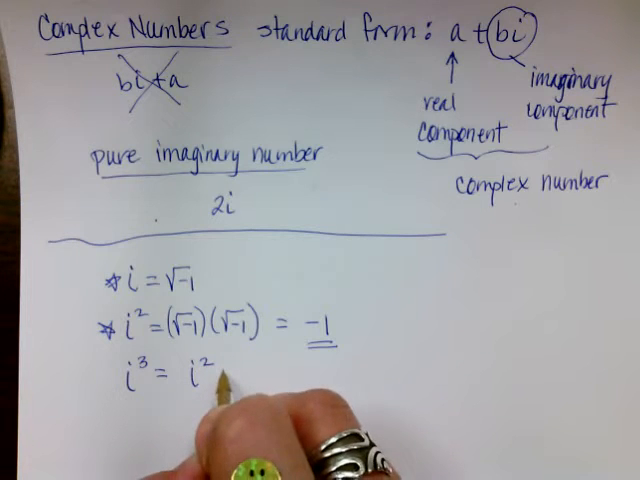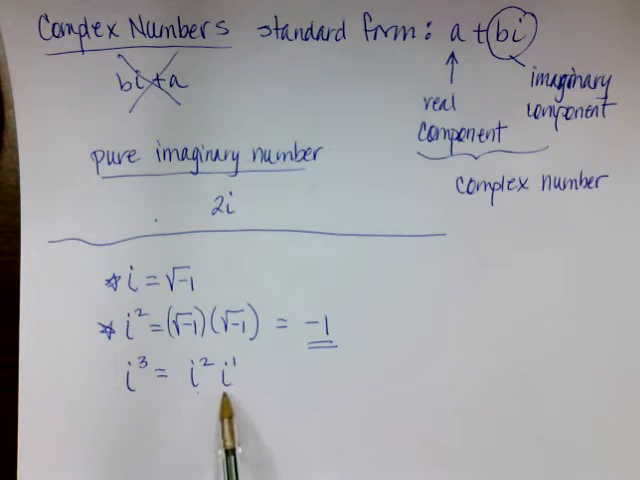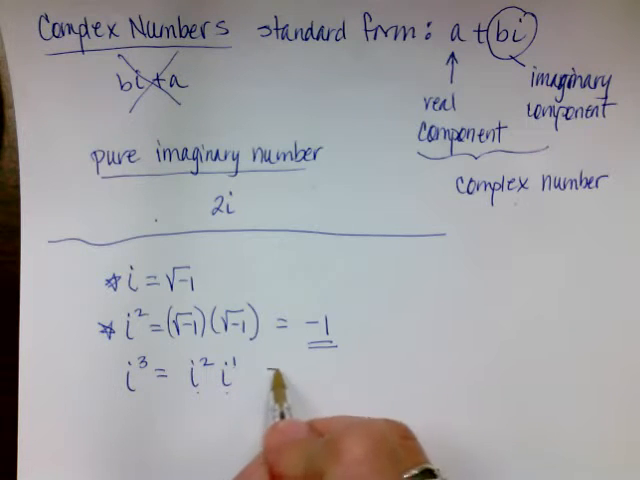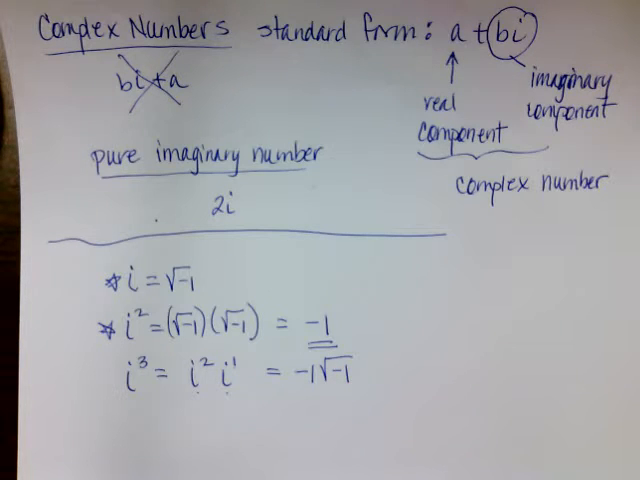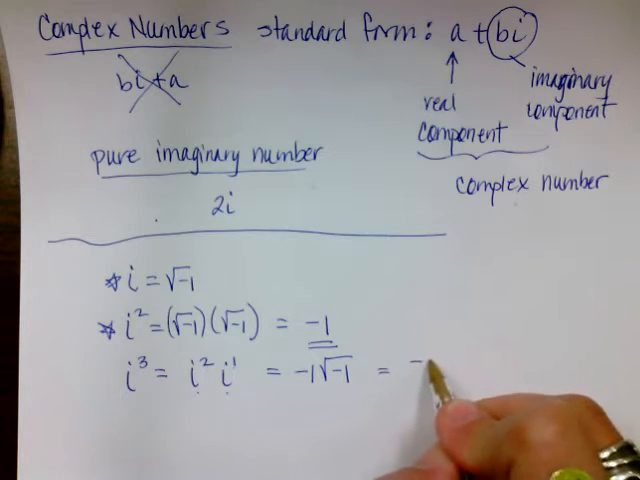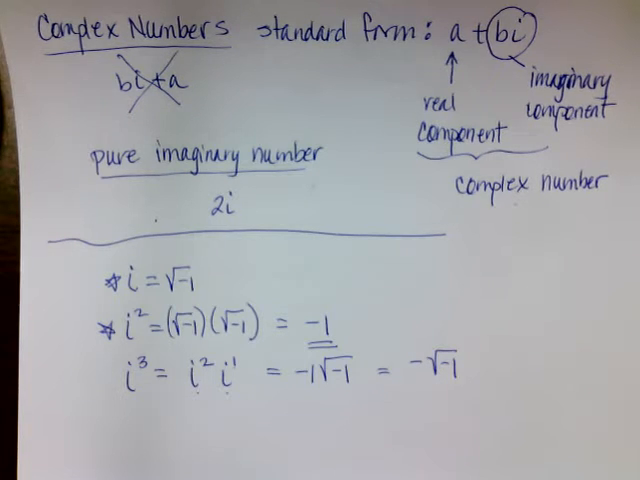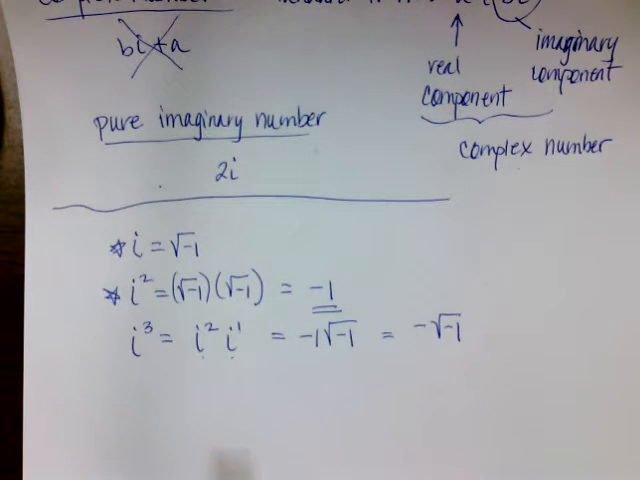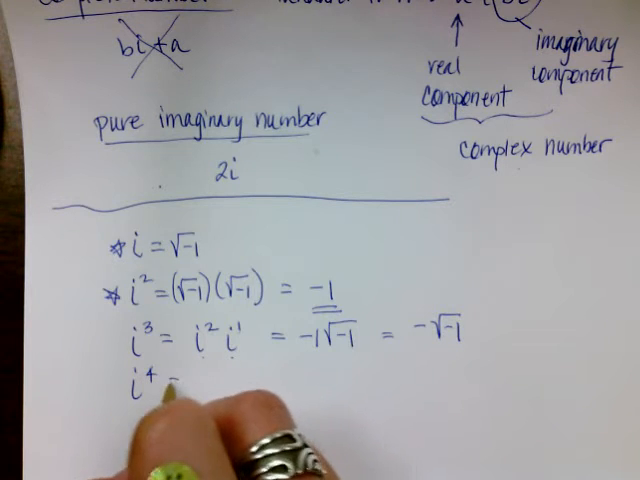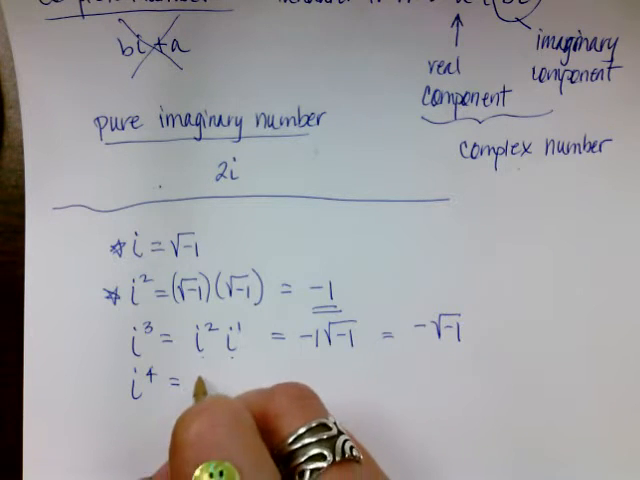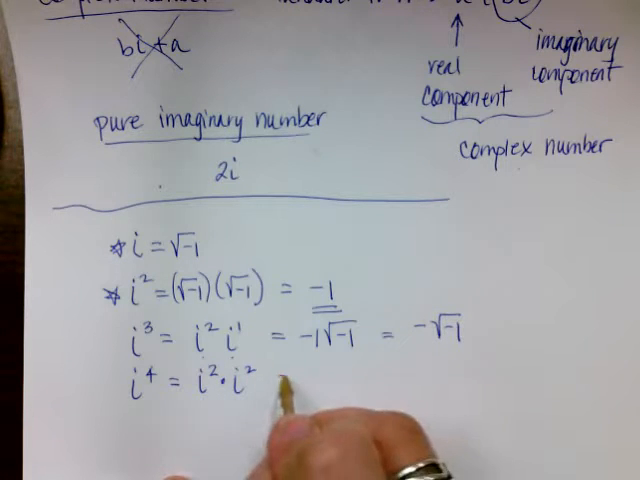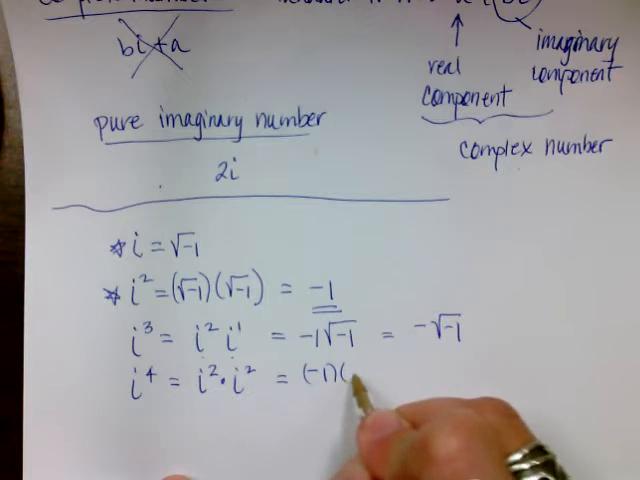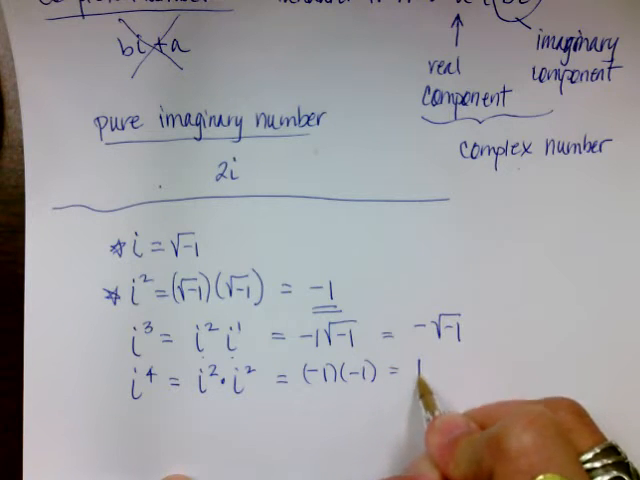Just to show you an extension, if I have i cubed, that means I could do i to the squared times i to the first, because if the bases are the same, I add the exponents. So this would be a negative 1 times the square root of negative 1, and we would just simplify that to be a negative radical negative 1. If I do i to the fourth, I could use the same idea and do i squared times i squared. That would be a negative 1 times a negative 1, which would give me a positive 1.